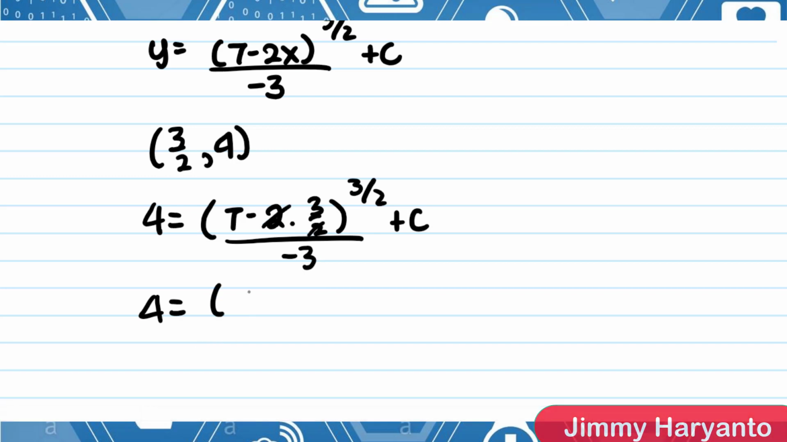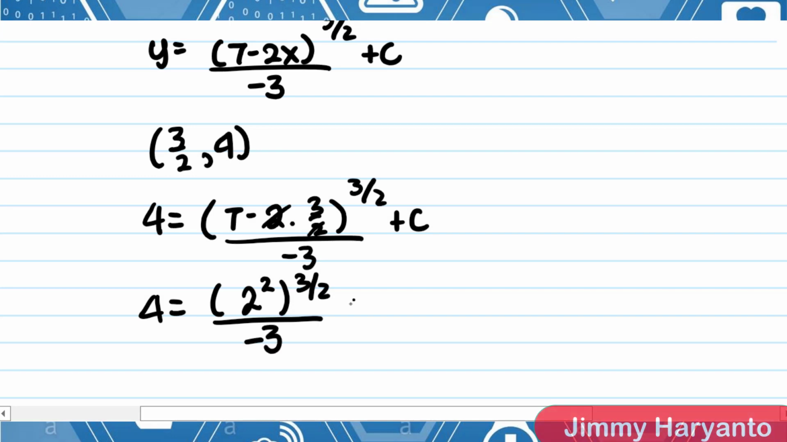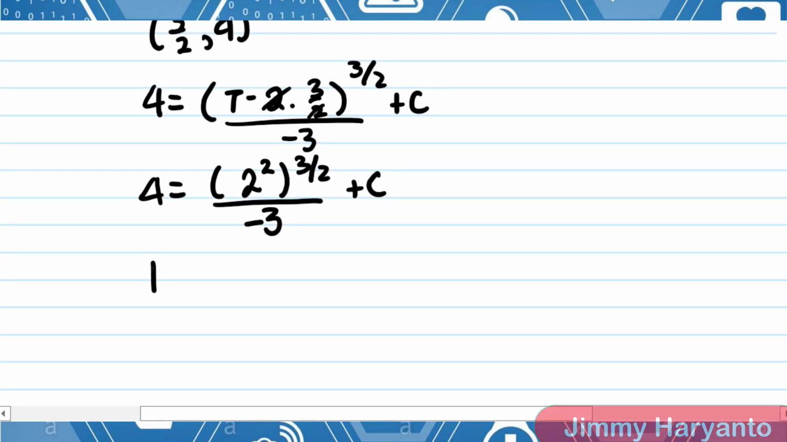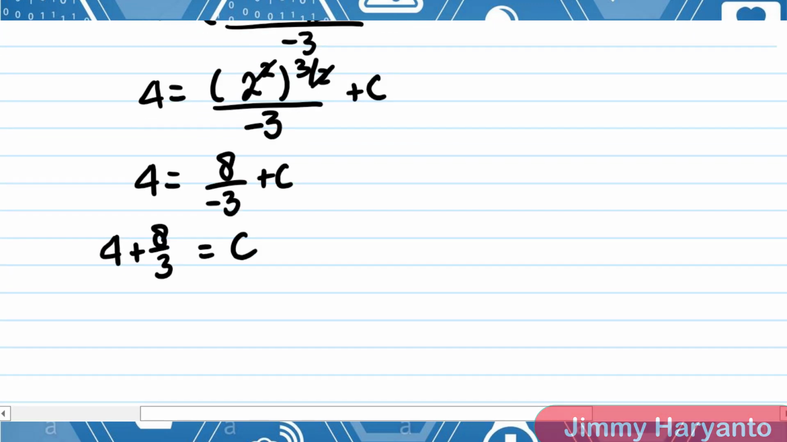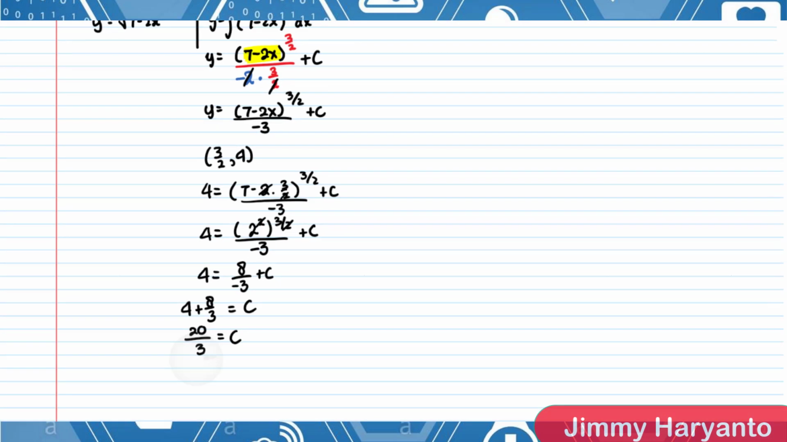So we have to calculate the right hand side first. 7 minus 3 is 4. 4 is 2 squared, right? 2 squared to the power of 3 over 2, over negative 3, and then plus c. You cannot cross multiply. Please use proper algebra. So this one you can cross out. 2 to the power of 3 is 8. 8 over negative 3 plus c. c equals 4 plus 8 over 3. Make the denominator equal, over 3. You will have 12, so 20 over 3 is c.